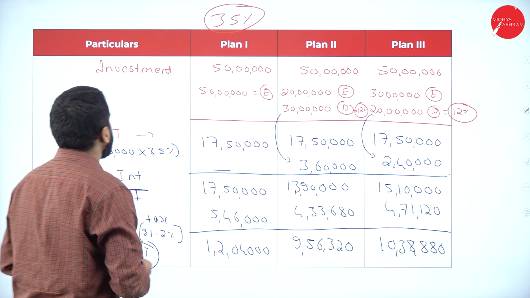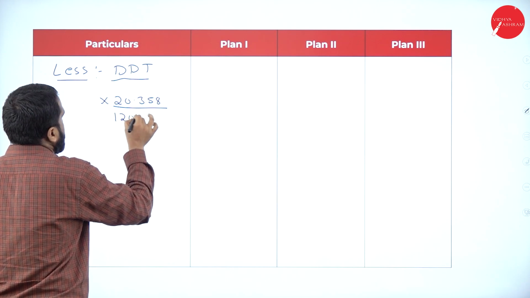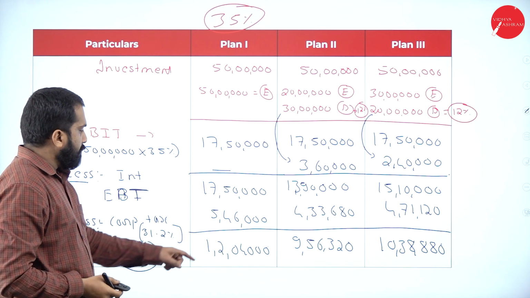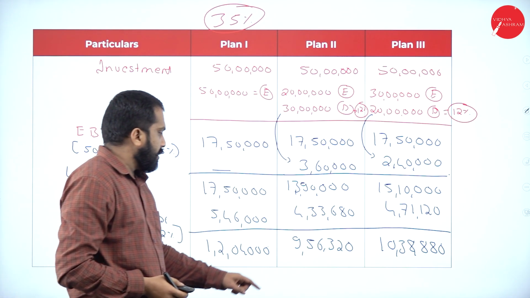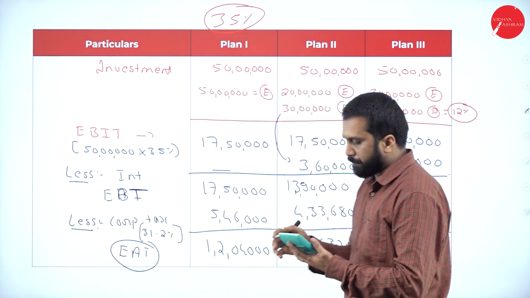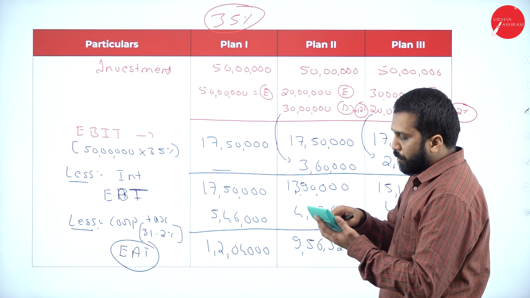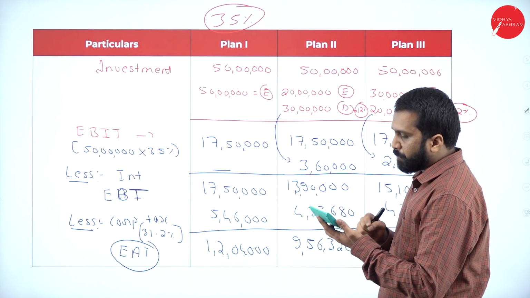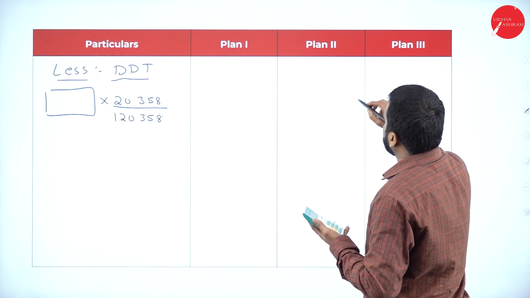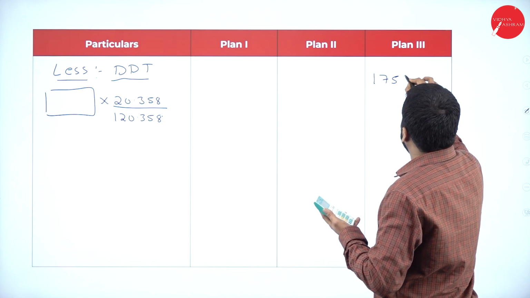I'll calculate. So 20.358 whole divided by 120.358. You know what amount you are supposed to take. First you take 12,04,000, then 9,56,000, 10,38,000. Now I'll calculate one by one. 10,38,000 multiplied with 20.358 whole divided by 120.358. So how much is it? 1,75,721.